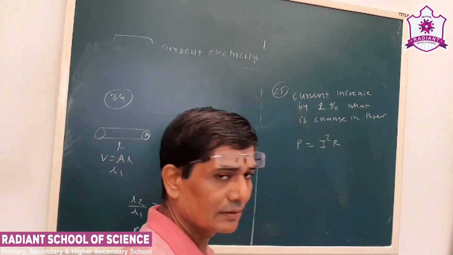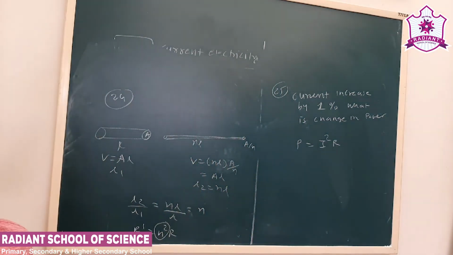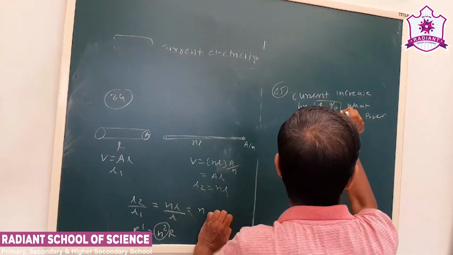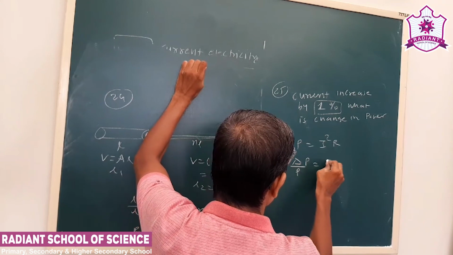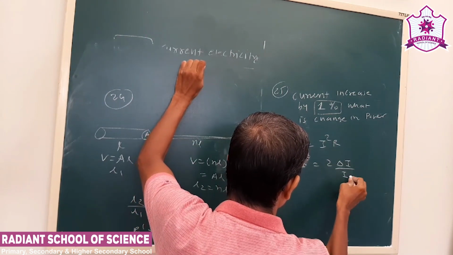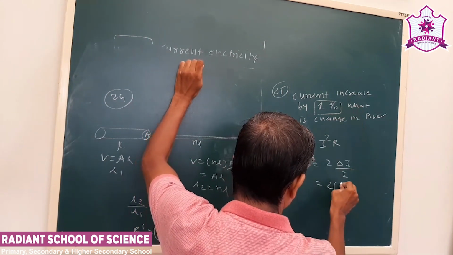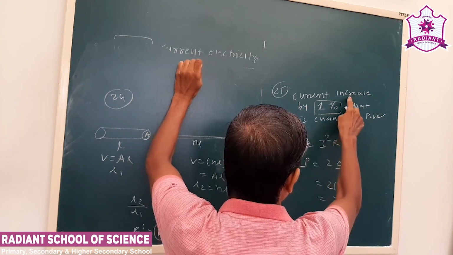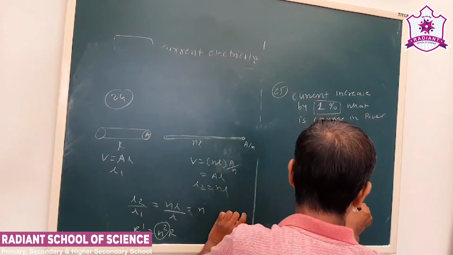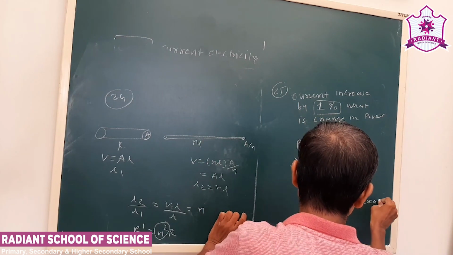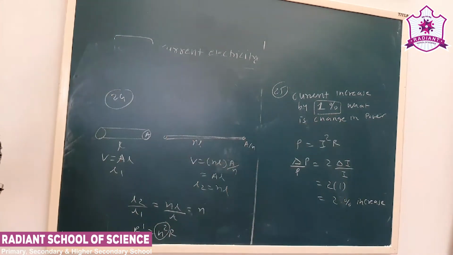Now whenever the change is less than 5%, we can use the method of error. So delta P by P is 2 times delta I by I. See, delta I by I is 1%. Now here it is increased, so the power also will increase. So that will be 2% increase in the power.